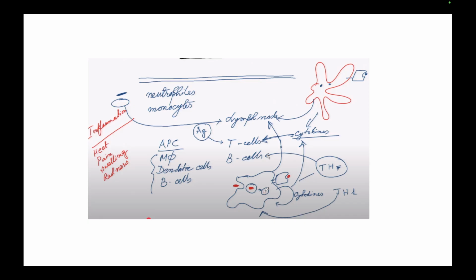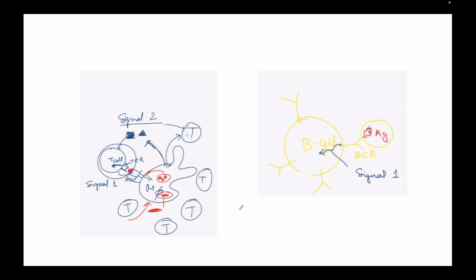MHC class 1 presents antigen to cytotoxic T cells, and MHC class 2 presents antigen to helper T cells. These are the two types of T cells. Here an antigen presenting cell is being shown. This is a macrophage.